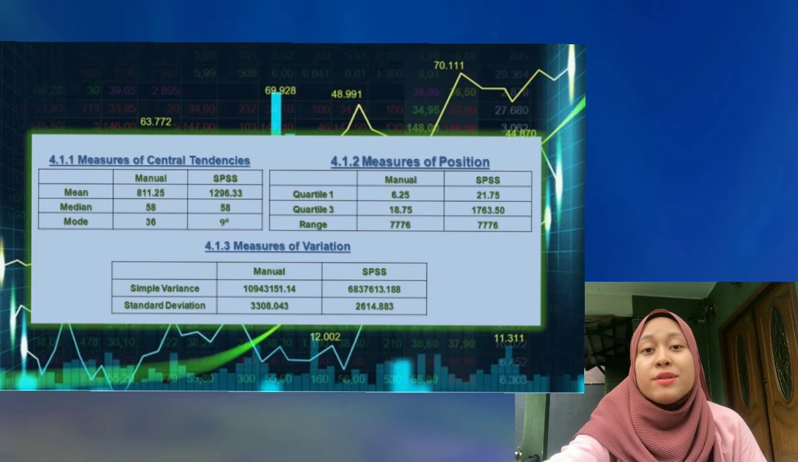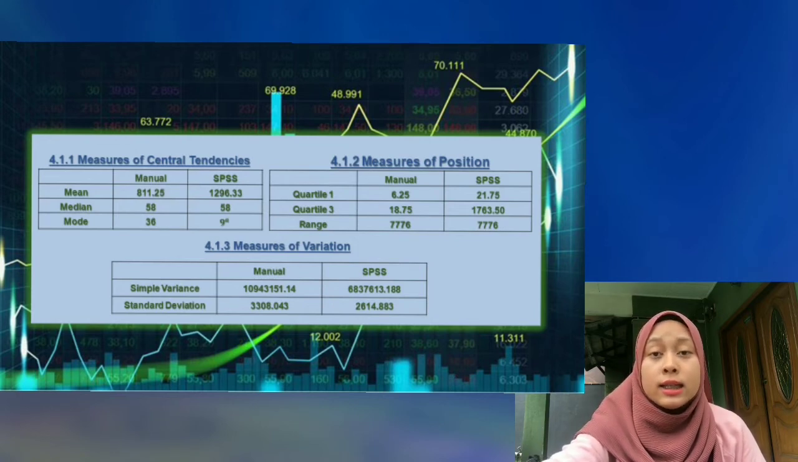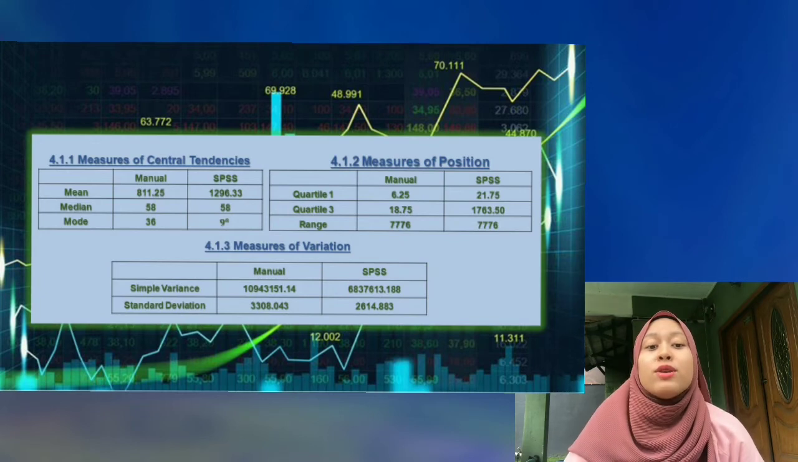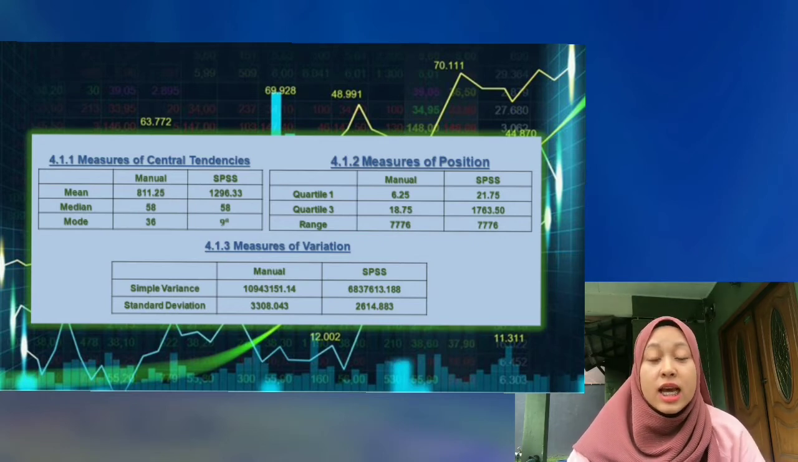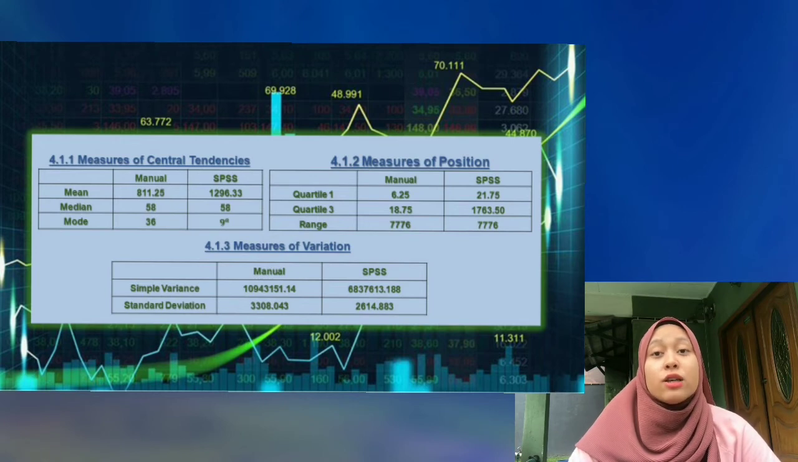The first is measures of central tendency. From the table, we can see that the mean and the mode in manual and SPSS show different results, because SPSS does not read the data accurately. Second is measures of position.